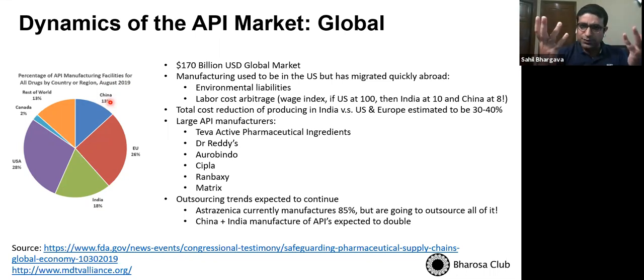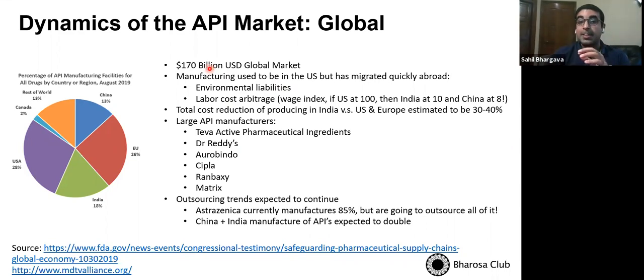So one of the theses that we had going into part one was that the reason people are moving manufacturing to India and China is because it's much, much cheaper. And that kind of holds. So essentially, if we look here, there are a couple of reasons that my research revealed why manufacturers were moving to these regions. One is environmental liabilities. Manufacturing these products, you have to comply with environmental regulations that tend to be very costly to comply with in the US and Europe, and easier to comply with in India and China. The standards are a little less strict and easier to comply with in India and China.